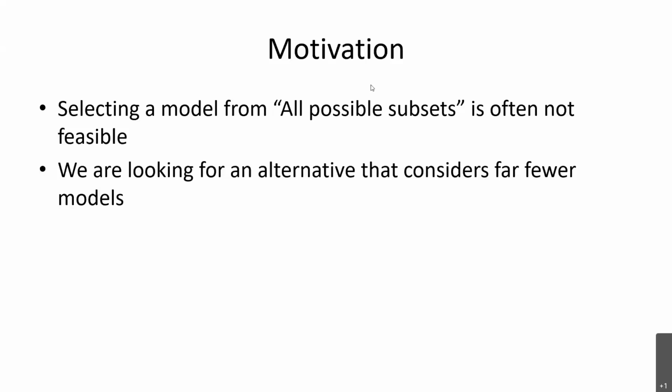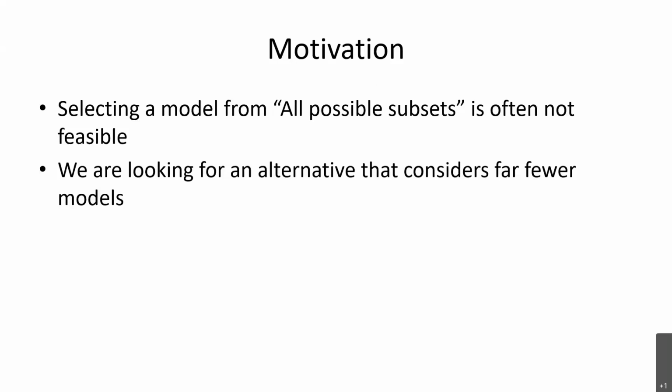Hello, everyone. We are looking at model selection. So I may have far too many variables in my model, 50 variables, and maybe many of them are noise variables, I don't know. And if so, I want to get rid of them.